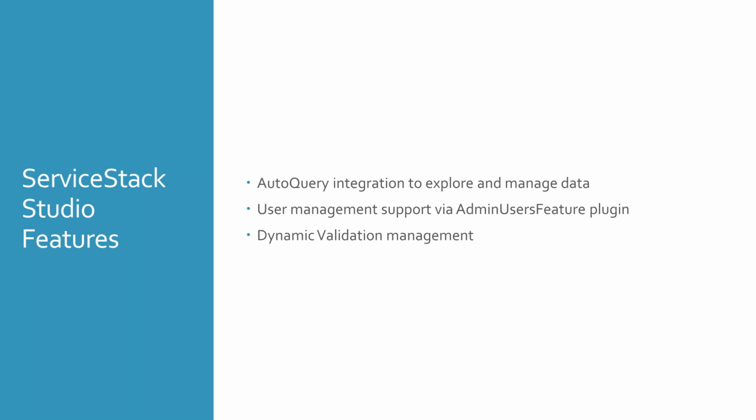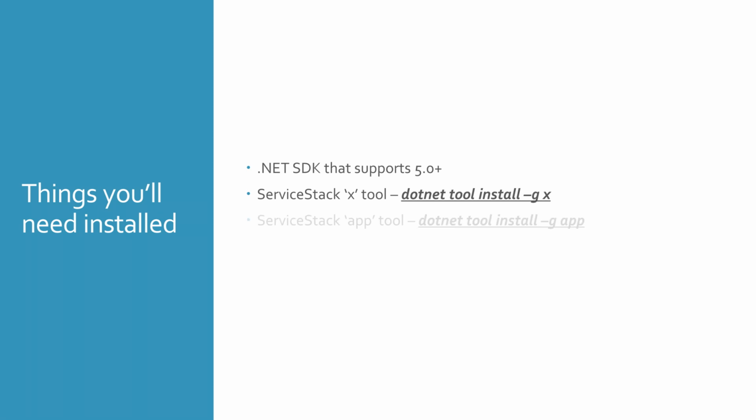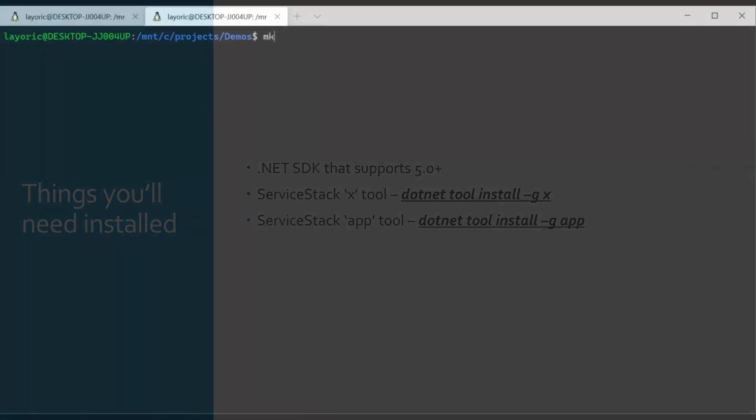We're going to be showing how to add these different capabilities from an empty ServiceStack template using the Northwind database as an example. We'll walk through how ServiceStack Studio behaves as we incorporate these supported plugins in our ServiceStack application. Before we get started, we want to make sure we have a couple of things installed: the latest .NET 5 SDK, the ServiceStack X tool, and the ServiceStack App tool. Both these tools can be installed using dotnet tool install -g and then the tool name.